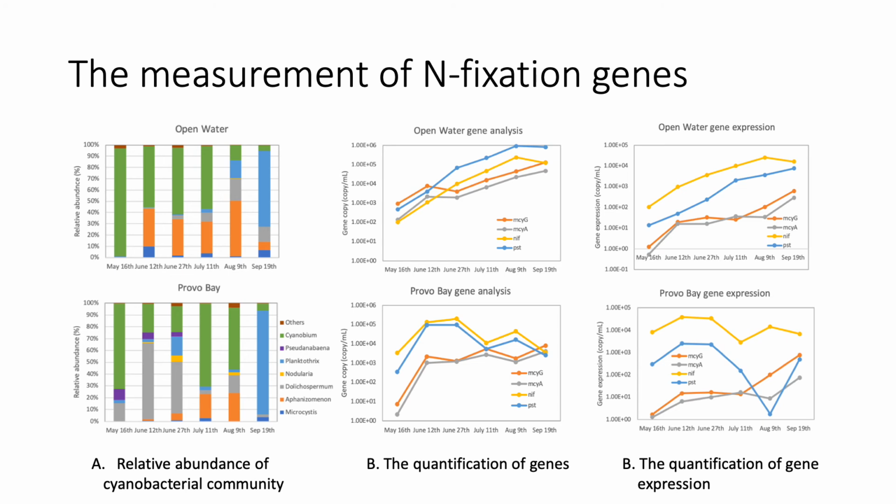And also, when we quantified the NIF gene, we found that in the open water, the gene copies were increasing continuously, while for the Provo Bay area, the highest was around June and late June. We found similar results for the gene expression, which means probably Provo Bay is still the origin of the bloom for that year.